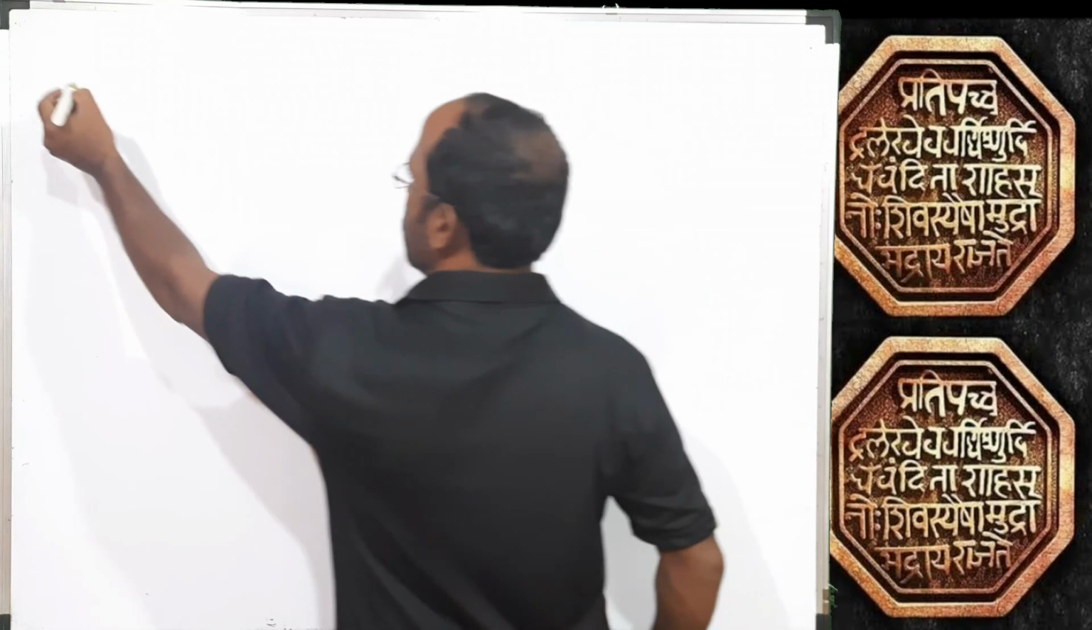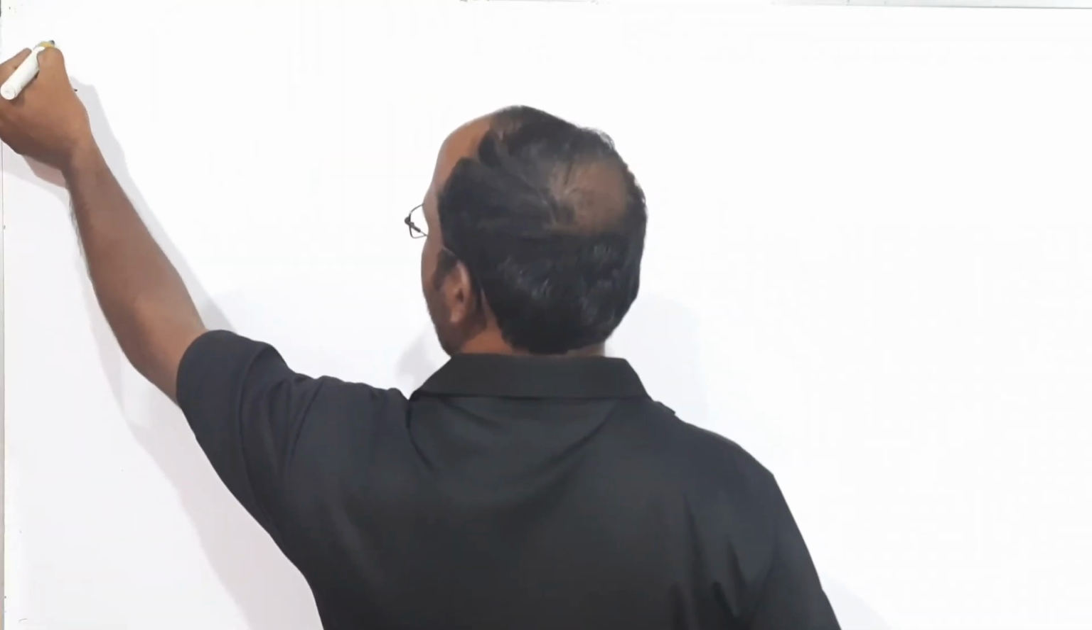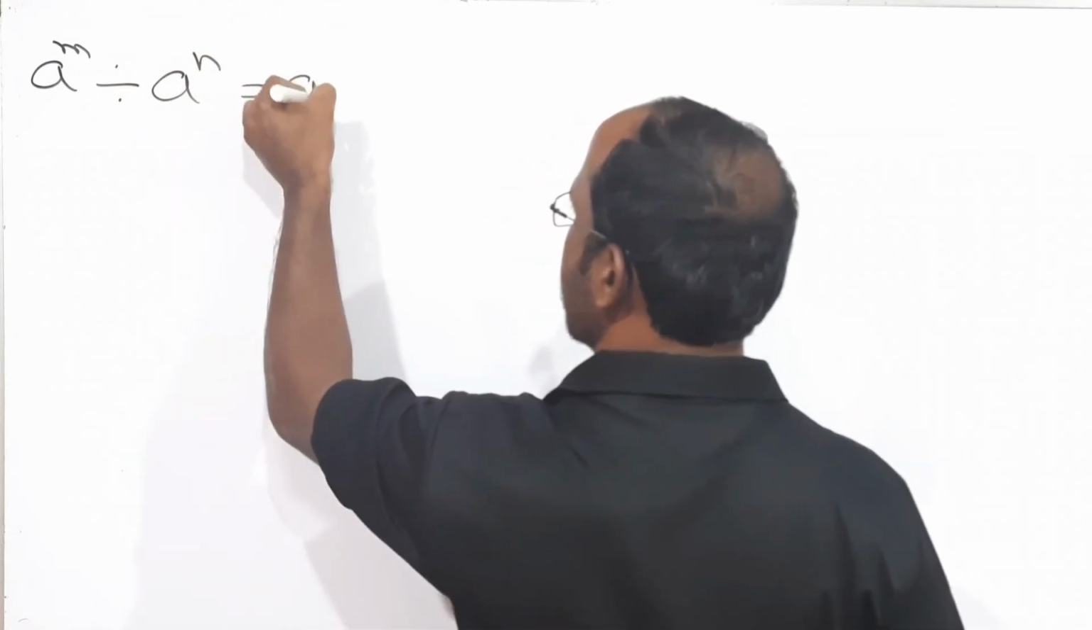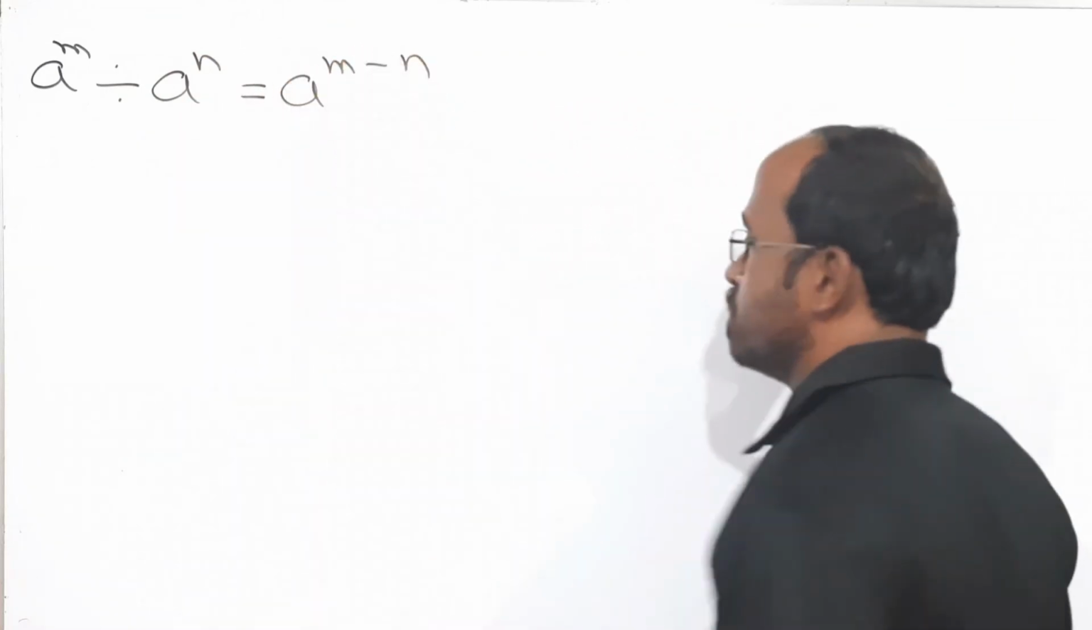Hello my dear friends. Students, in this video we are going to start division of polynomials. Before doing the division of polynomials, let us see how we were doing division of indices. I hope you remember one very simple rule of indices, that is a raised to m divided by a raised to n is equal to a raised to m minus n.